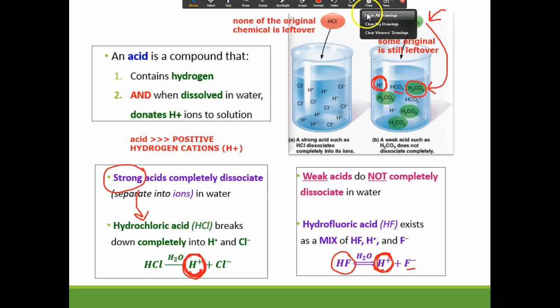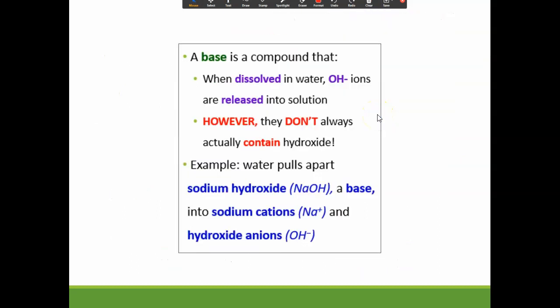Let's go ahead and take a look at strong and weak bases, which are very similar, but bases, when dissolved, actually cause OHs, OH negatives, to increase.